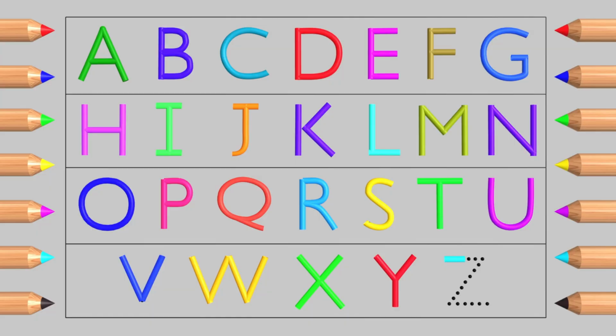Z. This is uppercase Z. One line across, one diagonal, one line across. Great job! You've just learned how to write all uppercase letters from A to Z.